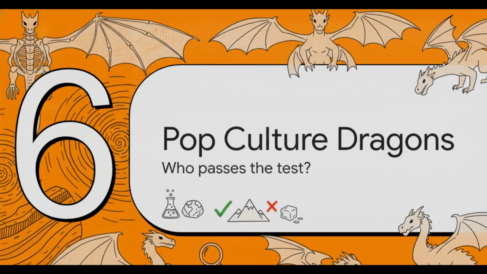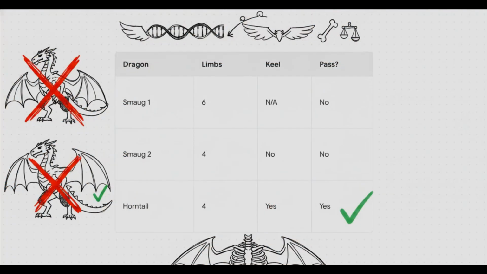Finally, Section 6, Pop Culture's Best Dragon. With our biologically accurate rules firmly established, it is time to field test our data. Let's grade Hollywood's most famous cinematic dragons to see who actually passes the Earth science test. Let's look at Smaug from the Hobbit movies. The original theatrical release had 6 limbs, making it an utter biological impossibility on Earth. Now, the filmmakers did update it to 4 limbs for the second film, which is great, a step in the right direction. But the model completely lacked a protruding keel bone, meaning Smaug physically couldn't flap his wings.